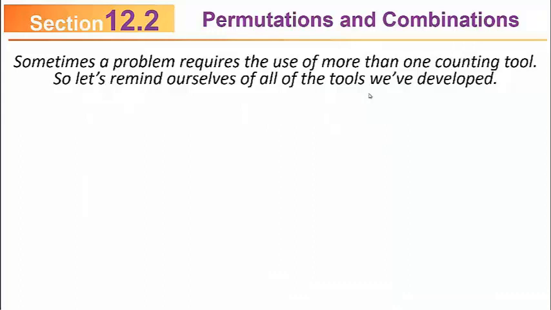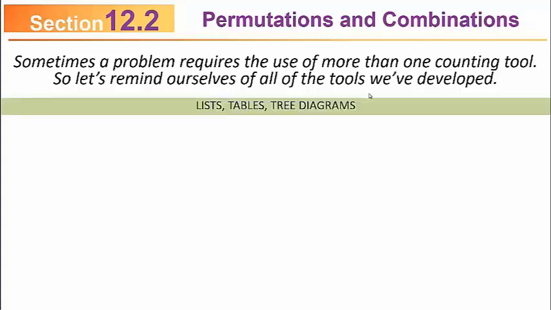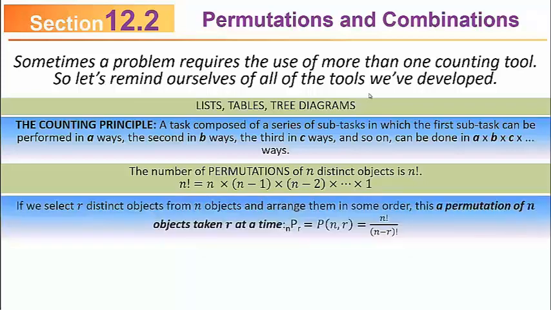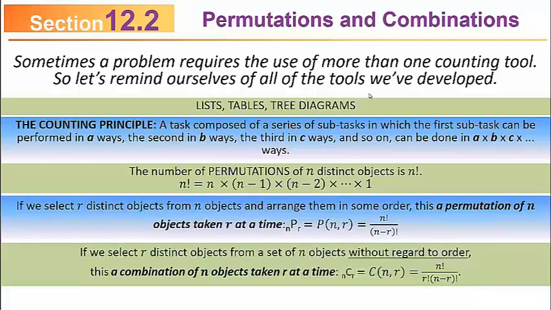Sometimes a problem requires the use of more than one counting tool. So in order to discuss problems like that, it's probably a good time to go back and remind ourselves of all the tools we've developed so far. Remember, we talked about lists, tables, and tree diagrams. We talked about the counting principle. We talked about the permutation formula as a factorial. Remember, a factorial is a special type of permutation where you take them all at a time. We've talked about permutations when you don't take them all at a time. You take n objects r at a time. We've talked about combinations where order doesn't matter. So we're building a toolbox of tools that help us count arrangements of different items that we want to count.